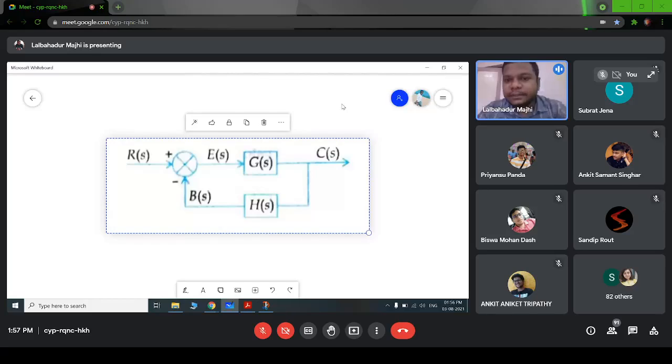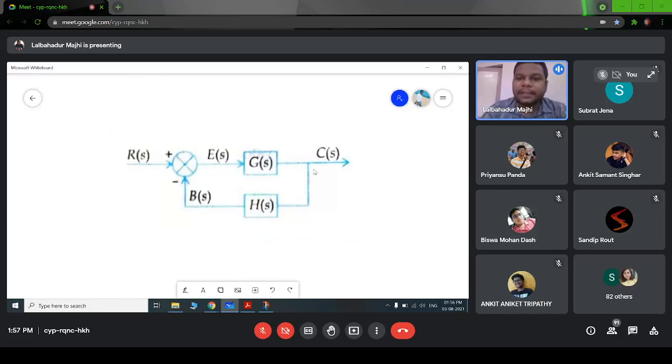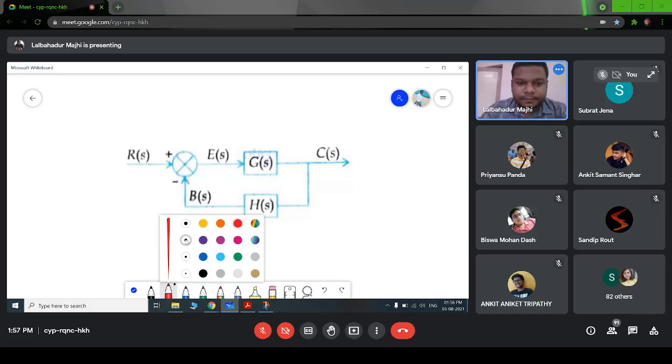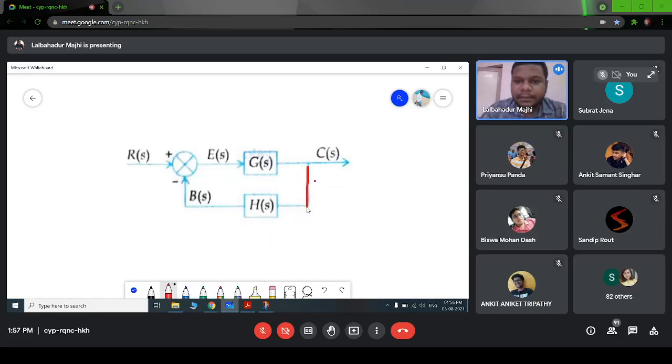So this is a closed loop system, okay, because we have a feedback path. This one is our feedback path. So this is our feedback path, right? So if we remove the feedback, then it will be an open loop system, right?